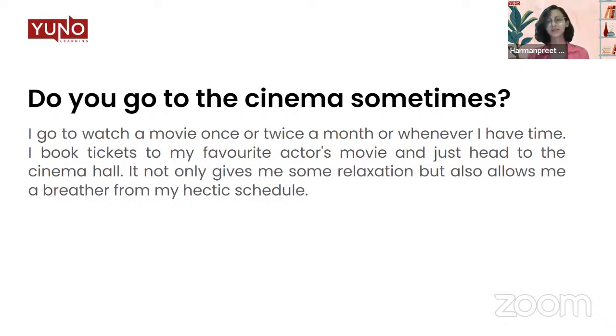So see, this is a simple question. Now, instead of just answering in one sentence, oh yes, I go once or twice a month or whenever I have time, we try to elaborate, right? For example, I added that whenever my favorite actor's movie is launched, I go to the cinema. And why do I go? Because it provides me with some relaxation and allows me a breather from my hectic schedule. So, breather is a phrase that we have used here. And this is how we have explained one or two things so that the answer is not just a one-liner.